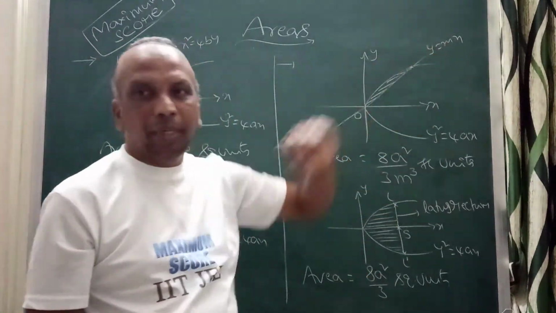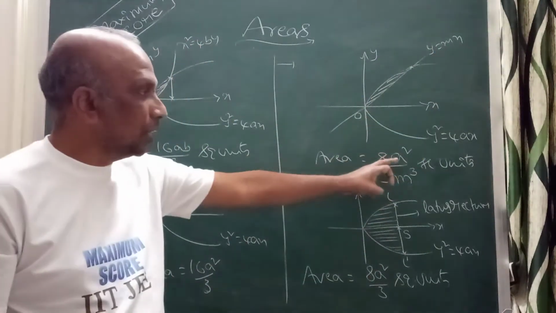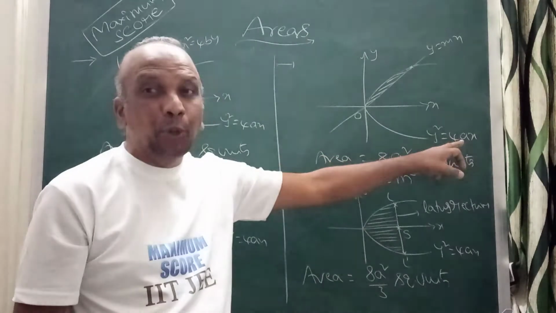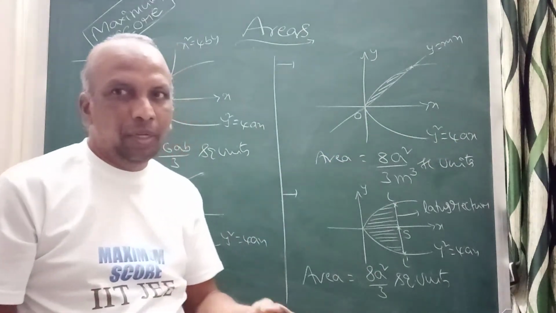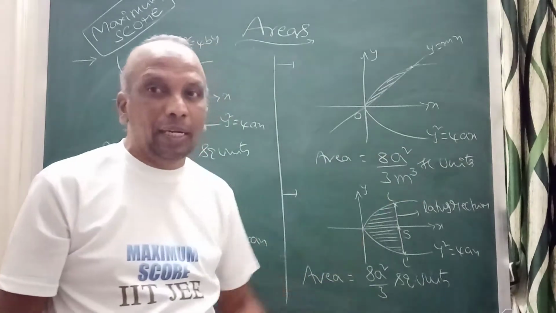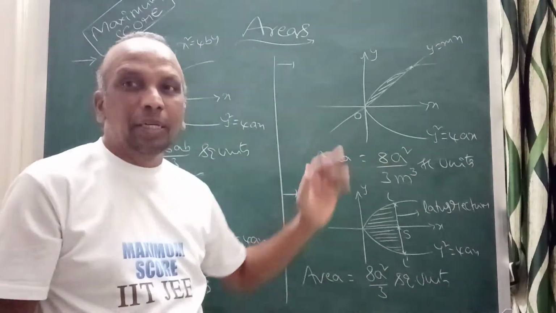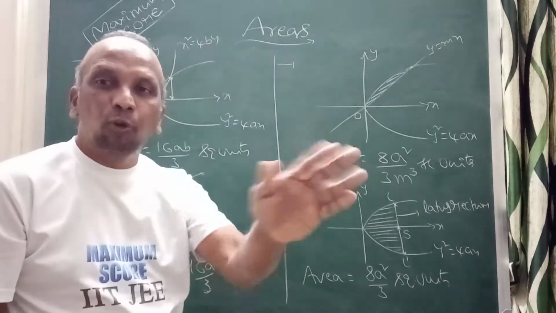Slope of this line, and with the slope of the line, what is a from the second point from the line? 4a is called the latus rectum, the length of the latus rectum. 4a is the length of the latus rectum, or you can say a means the distance from the vertex to the focus.